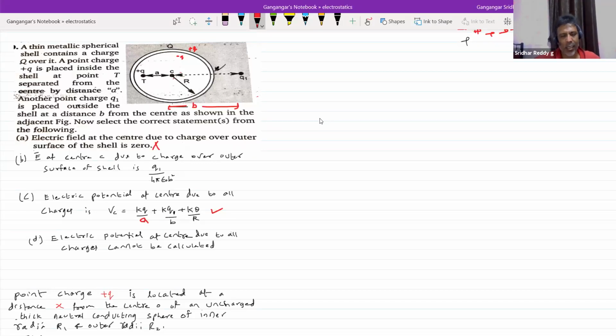So option C I'll pick up. Then electric potential at center due to all charges cannot be calculated. So we have worked out option C. So this is ruled out. Come to B now.